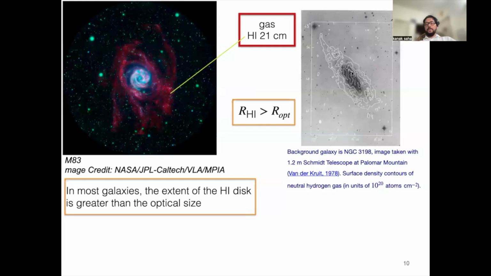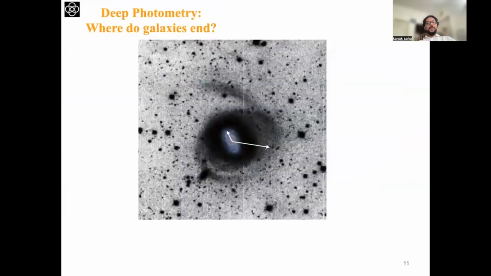In black, you have the optical image taken from the Palomar, and on white, you see basically the surface density contours of neutral hydrogen gas. So in most galaxies, the extent of the HI disk is much larger than the optical extent of the galaxy. Well, thanks to the deep photometry, actually, and the recent advances show that one can even trace stars, which is far beyond what was known a few years ago.